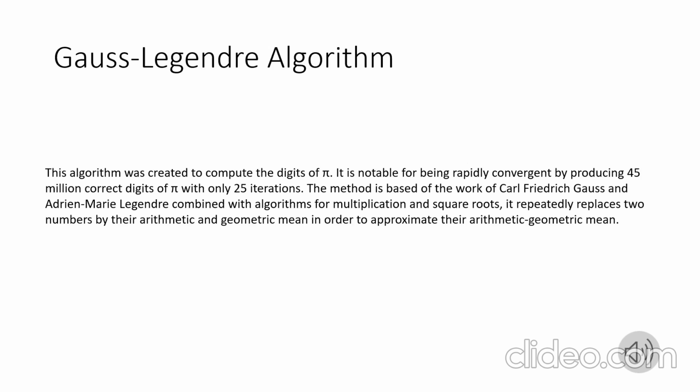The Gauss-Legendre algorithm was created to compute the digits of pi. It is notable for being rapidly convergent by producing 45 million correct digits of pi with only 25 iterations. The method is based off the work of Carl Friedrich Gauss and Adrien-Marie Legendre, combined with algorithms of multiplication and square roots.